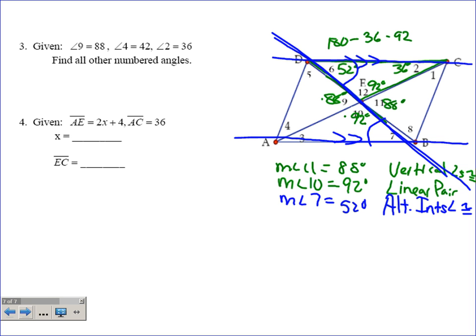Okay, if we know this is 52, we can make a conclusion about angle 3 over here. Okay, that's probably going to be 36. Why would it be 36? Because you could use the triangle sum theorem right here. Sounds good to me. Now what do we do?